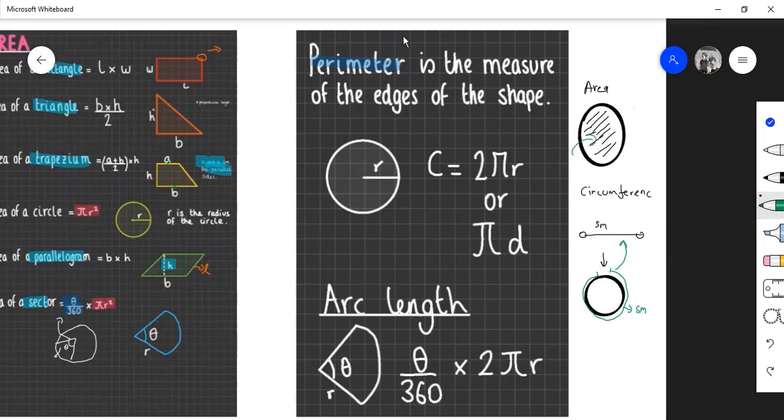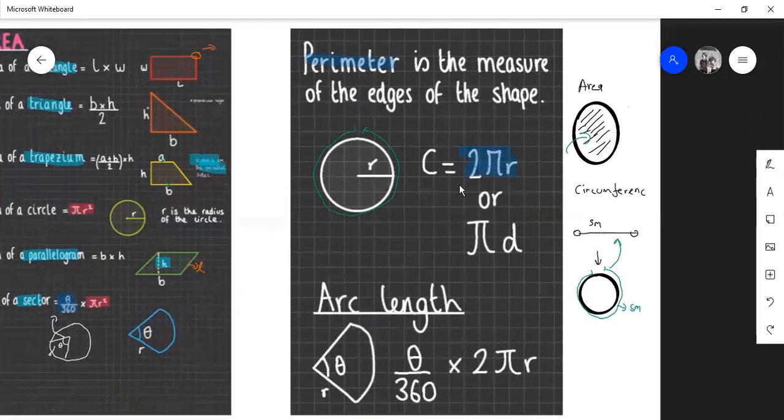So perimeter is the measure of the edge. Whatever the definition is, the point is, if I want to find how long my circle is, take note, all I have to do is use this formula here, 2 pi r. Please take note of the difference. Circumference is 2 pi r, whereas area is pi r square.